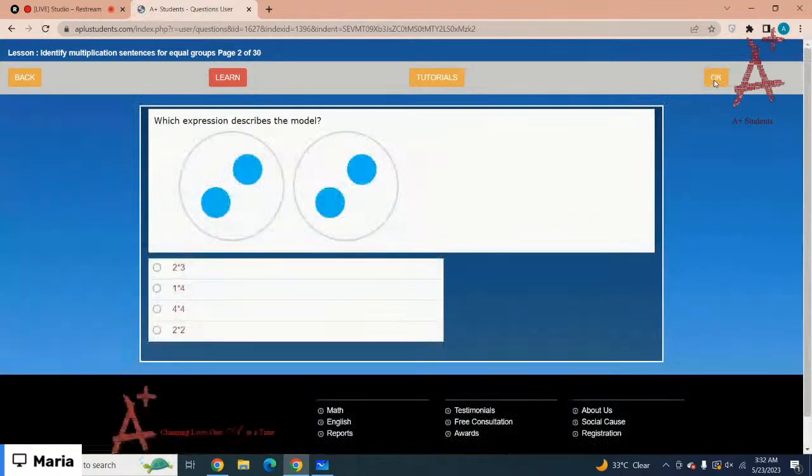Okay, which expression describes the model? You have two shapes and in each you have two dots. That means you have to do 2 times 2. You have two groups and in each you have two dots. So it would be 2 times 2. The last option is the correct option.